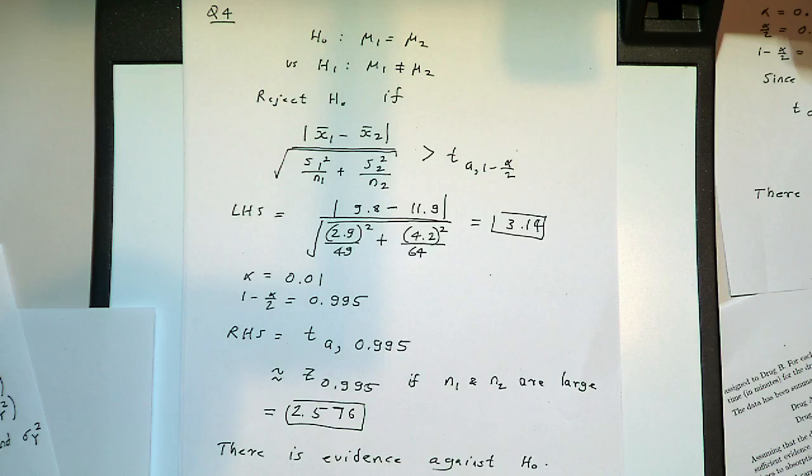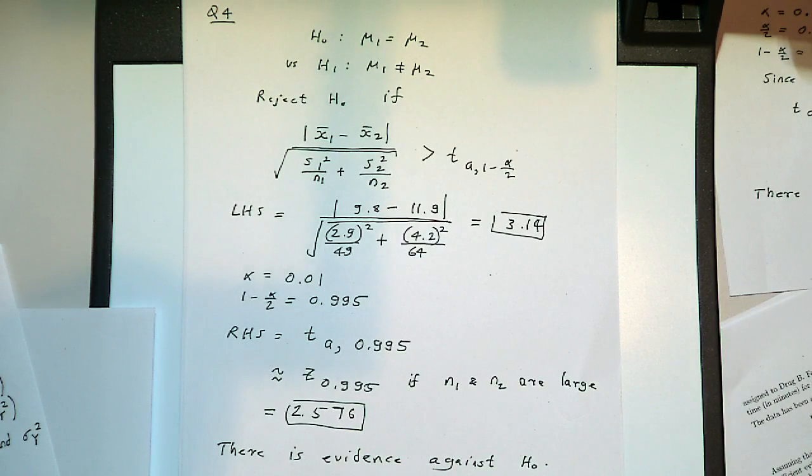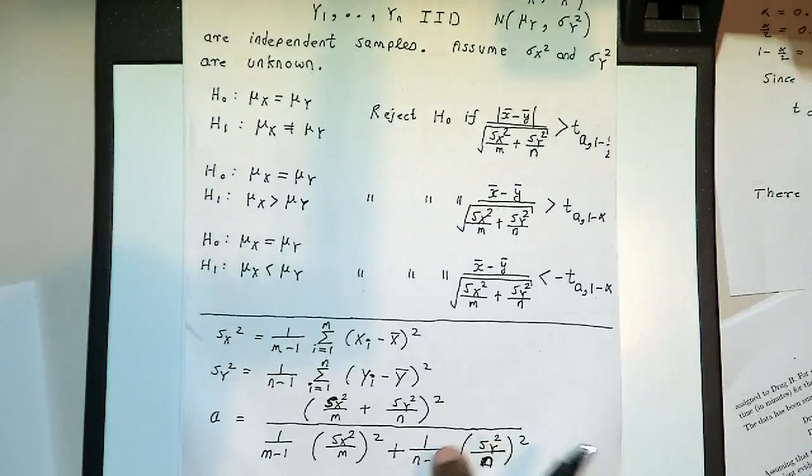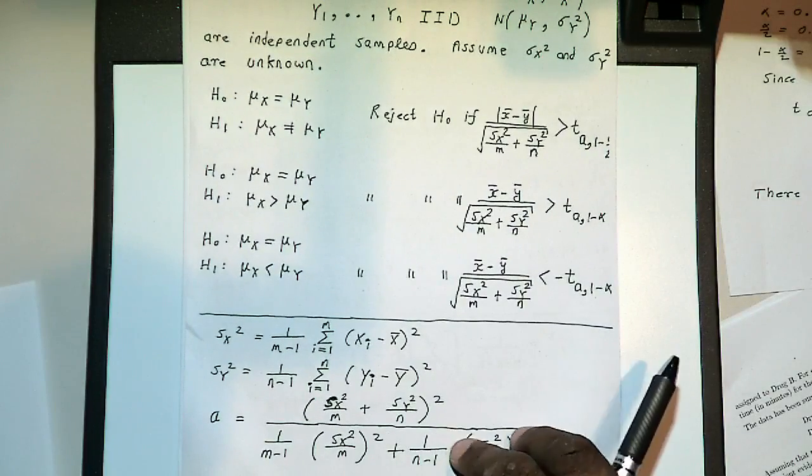So when you use this rejection rule and you see that the sample sizes are large, it's a good idea to approximate the T percentile by the Z percentile. Sometimes it's difficult, especially in this case, to compute the value for a, which, as I just showed you, is a complicated function given by this expression here.